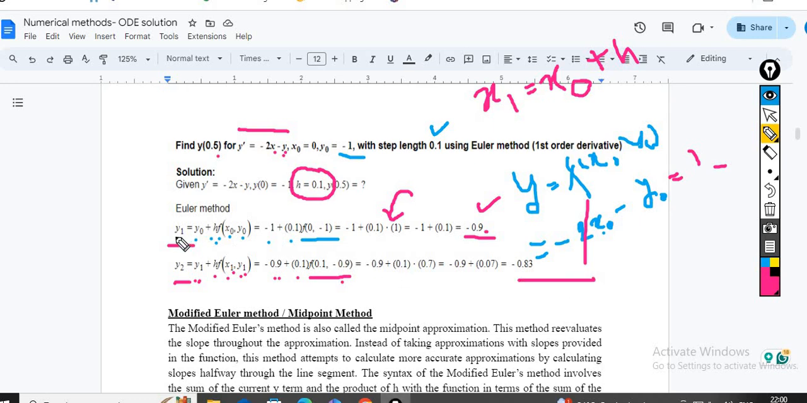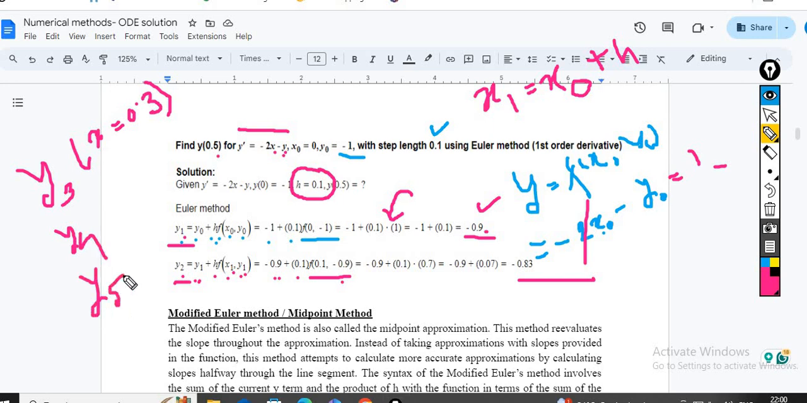Now this is y1, that means this is the value at x equal to 0.1. This is the value at x equal to 0.2. Now you need to calculate y3. So what is y3? y3 means x is equal to 0.3, because each and every step increments by 0.1. So we need to calculate y4 and y5. So y5 will be at x equal to 0.5.